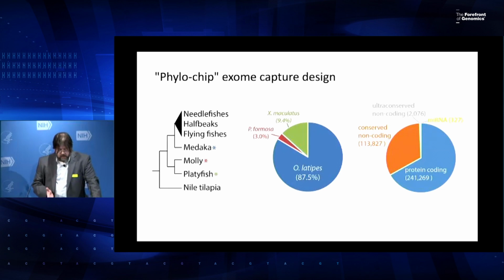We made a phylochip for this based on this particular phylogeny, where we joined in needlefishes, half-beaks, and flying fish, and used the collection of Medaka, molly, and platyfish genomes, which were known at the time, and combined them and asked for things that were different, to make a hybrid phylochip to actually, in fishing lingo, seine for their genomes for what's particularly in there. And again, we have both coding and non-coding sequences represented.